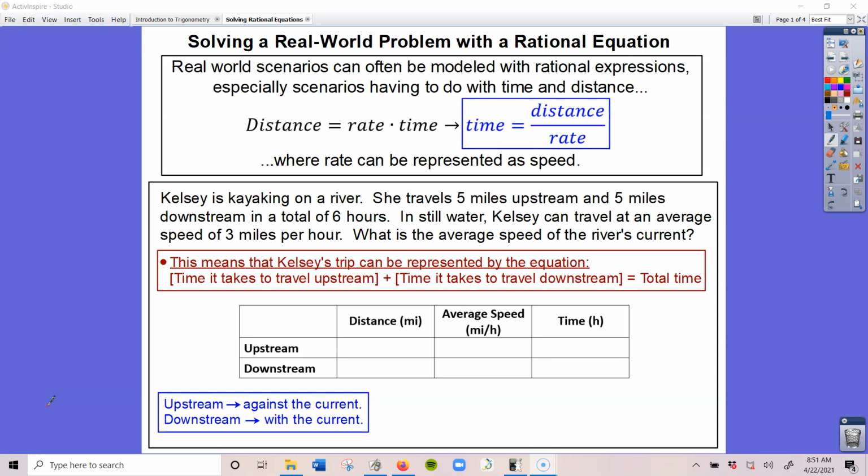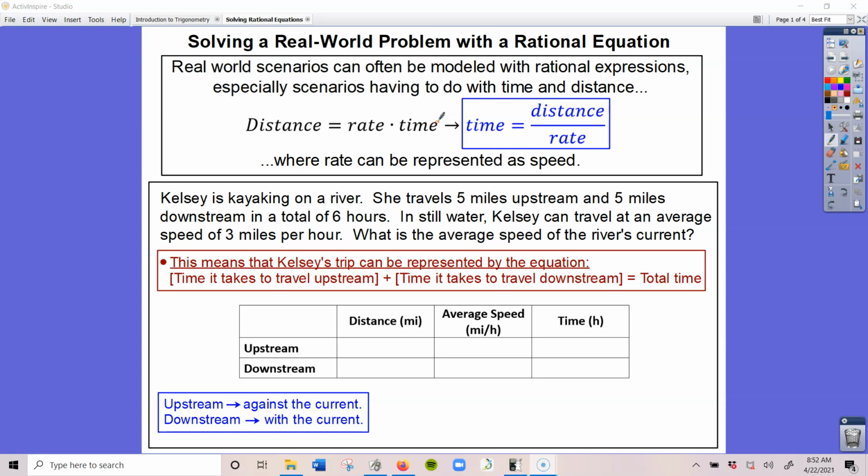Hey everyone, today we're going to learn how to solve a real-world problem using rational equations. Now these real-world scenarios can often be modeled with rational expressions, especially those that have to do with time and distance. Now distance is equal to the rate at which you are traveling times time.